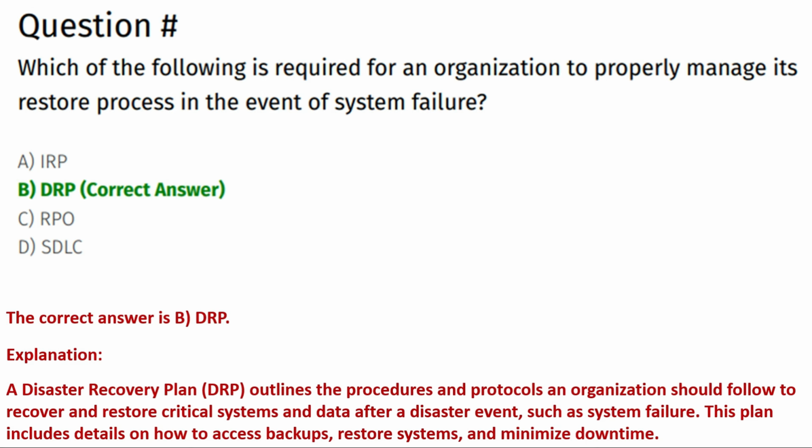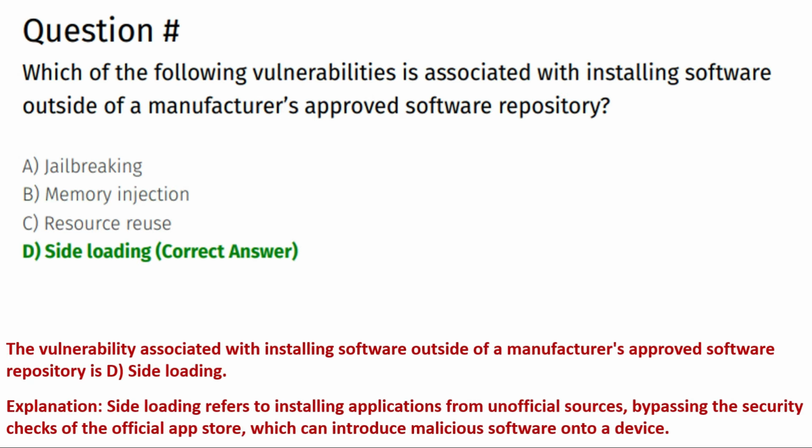So let's check the explanation. So DRP, a disaster recovery plan, outlines the procedures and protocols an organization should follow to recover and restore critical systems and data after a disaster event, such as a system failure. This plan includes details on how to access backups, restore systems, and minimize downtime. So that's why the correct answer for this question is option B, DRP. So let's move to the next question.